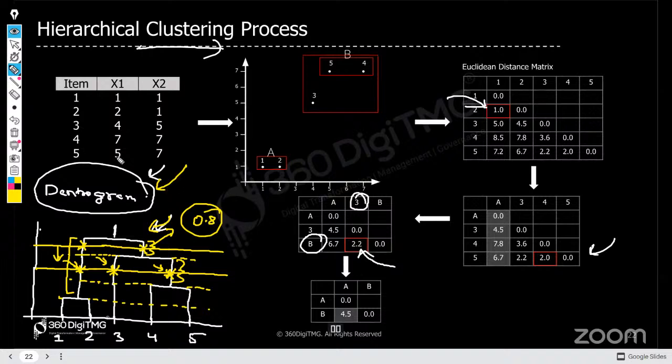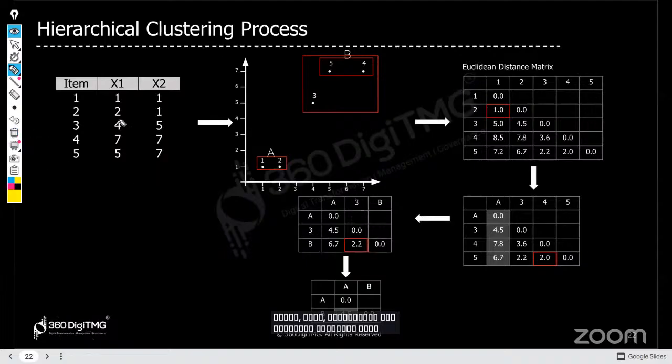Now, to figure out the distances between one data point and a cluster, we have different linkages. It is very difficult to find the distance of this data point with this cluster, so to find it, we will use different linkages.